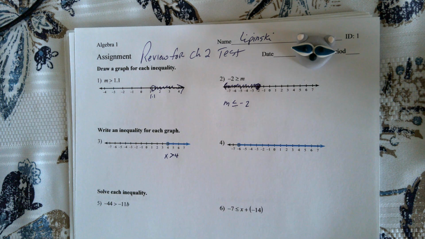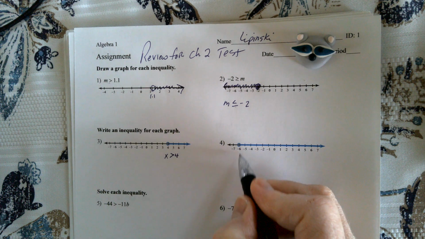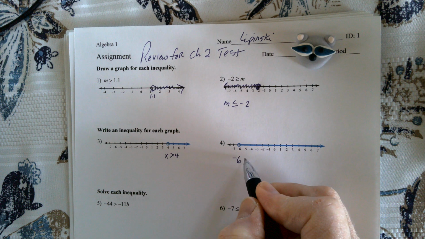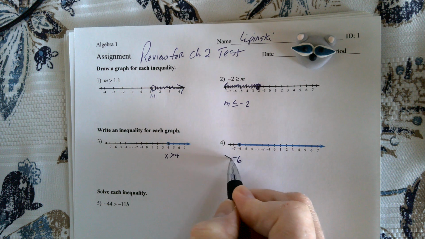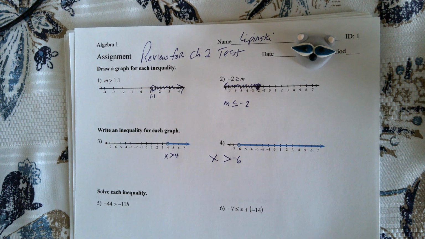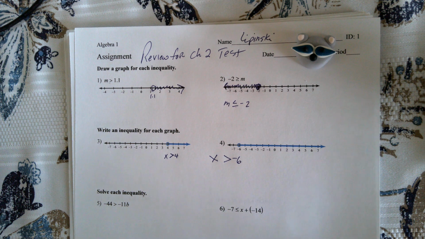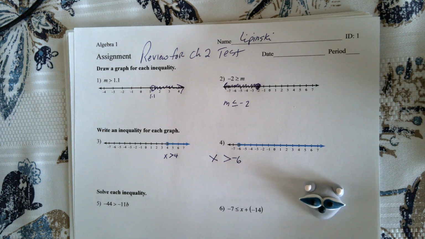For these, it just says to write the inequality. So I'm writing it down. Pick your number, open circle. Okay, x is greater than -6. Keep going, remove our buddy.